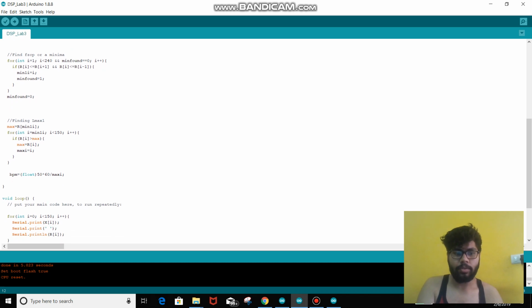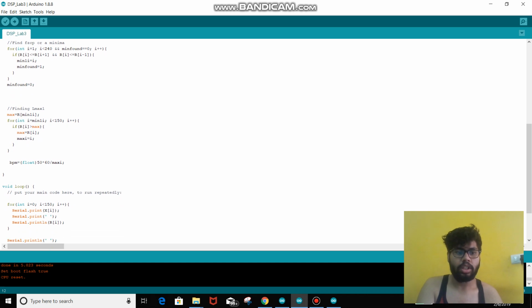From that Lmax1, we know that the sampling here has been done at 50 Hz. So in order to find the beats per minute, we divide 60 seconds by the time period. The time period can be found by the index of the maxima, that is max I, divided by the frequency 50 Hz. In this way we find the BPM.